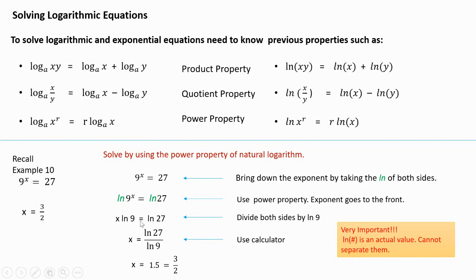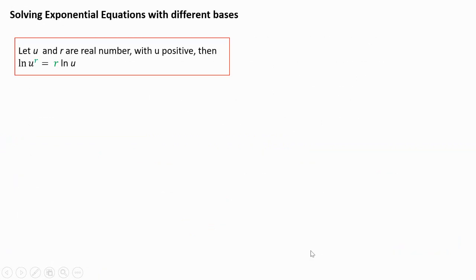This together, guys, the ln of 9 is a number. It goes together. You cannot separate them. So please, guys, be real careful with that. This is very important, and I see a lot of students make those mistakes. Like I put here, the ln of a number is an actual value. Cannot separate them.